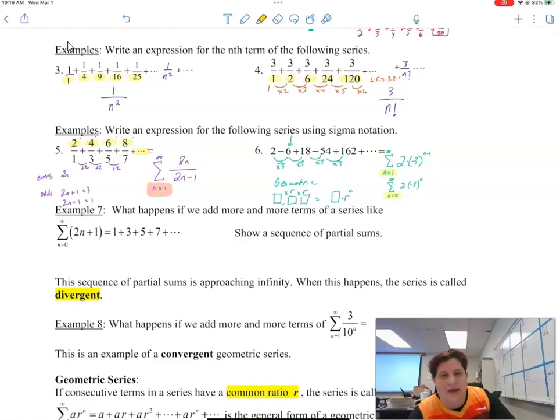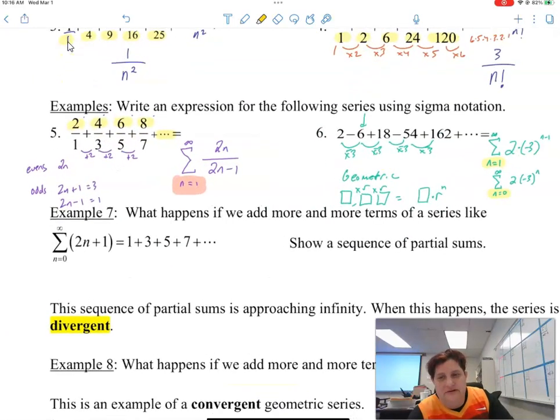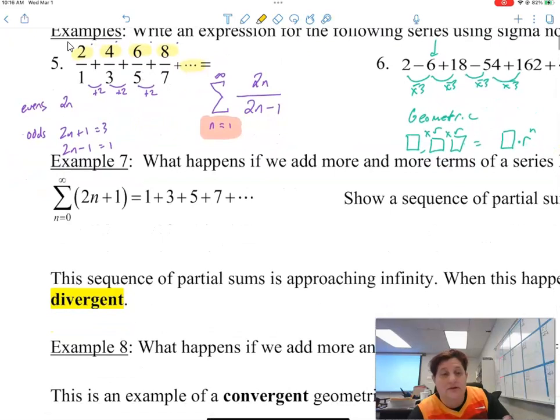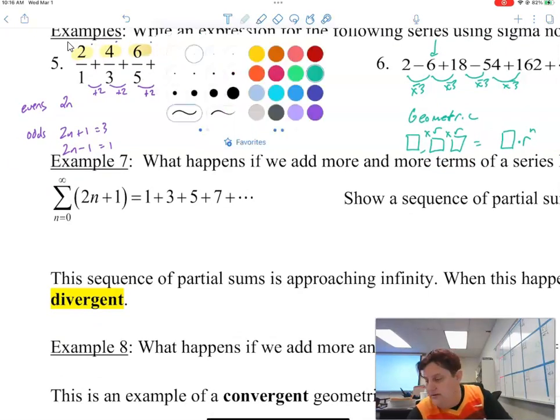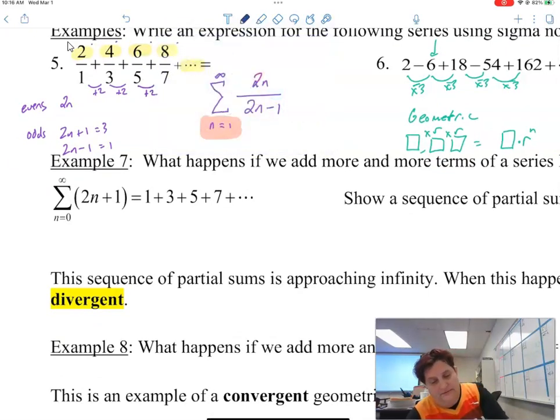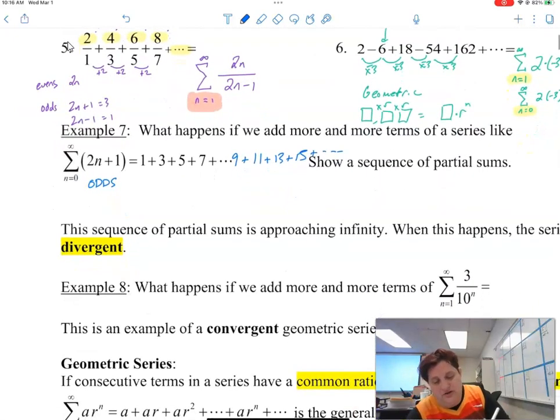So what happens if we add more and more terms to a series like this, 2n plus 1? 2n plus 1 is just the odds. So 1, 3, 5, 7, 9, 11, 13, 15, right? What's happening to that sum? So a sequence of partial sums.